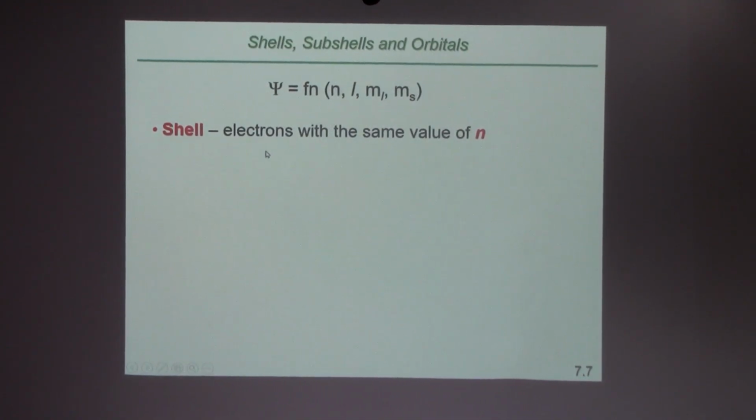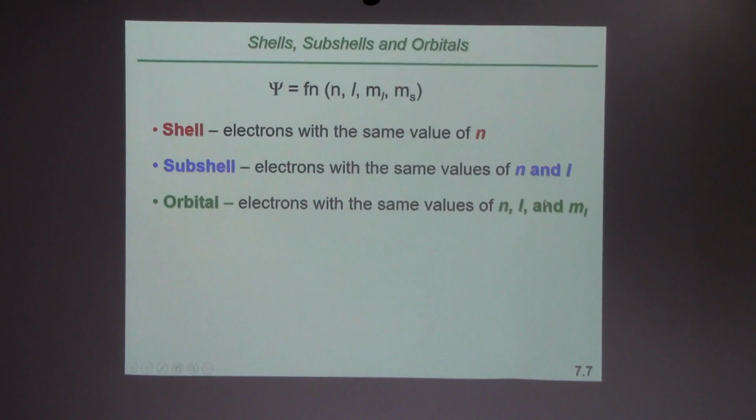Now if you have two electrons on the same shell, that means they have the same value of n. If you have two electrons in the same subshell, that means they have the same values of n and l. If you have two electrons in the same orbital, that means they have the same values of n, l, and ml.